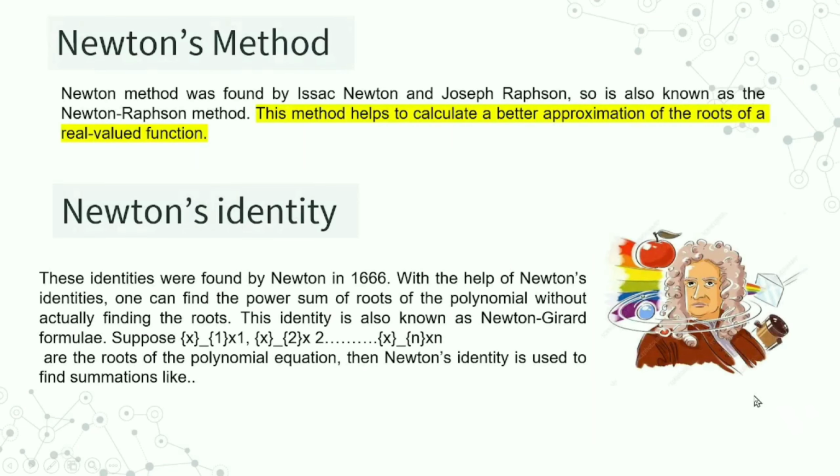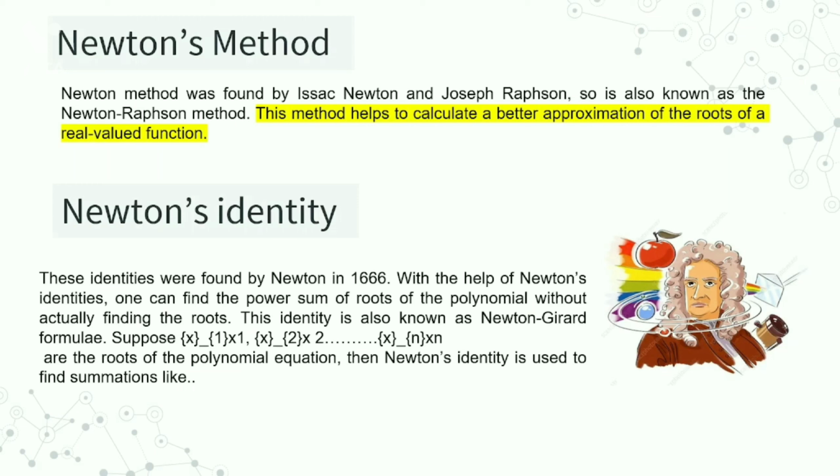Now let's move on to Newton's method. Newton's method was found by Isaac Newton and Joseph Raphson, so it is also known as the Newton-Raphson method. This method can help you calculate a better approximation of the roots of a real valued function.